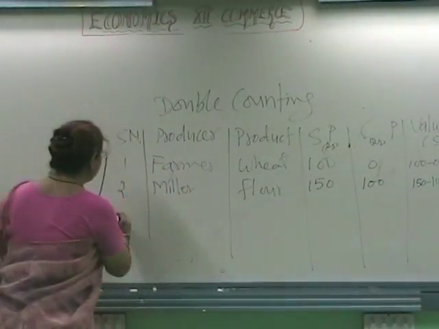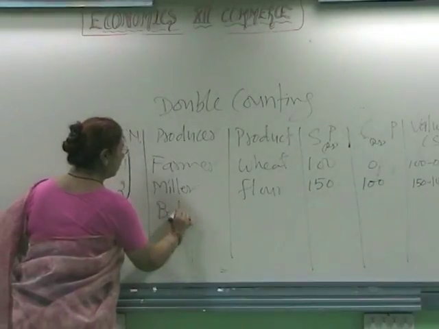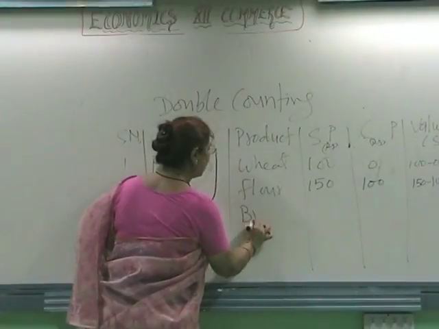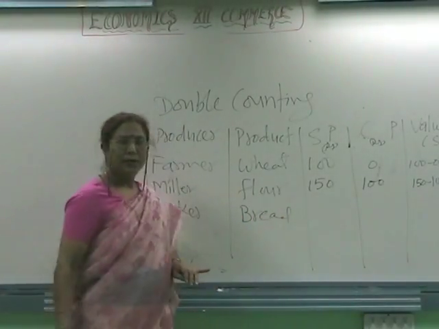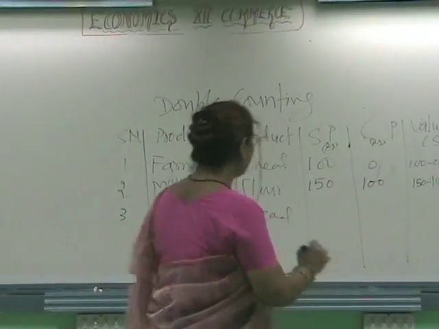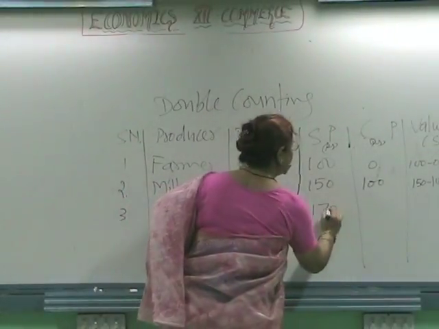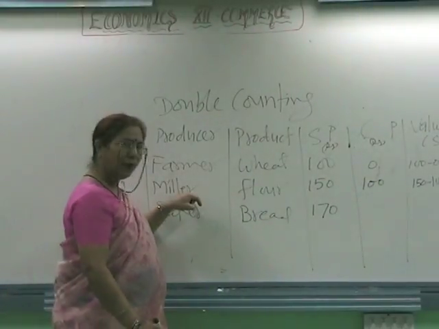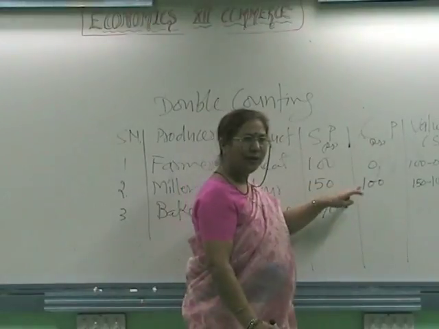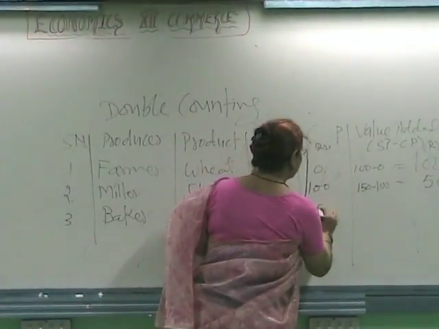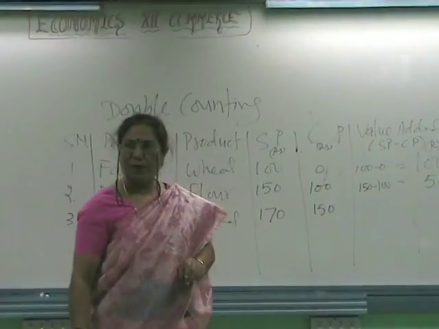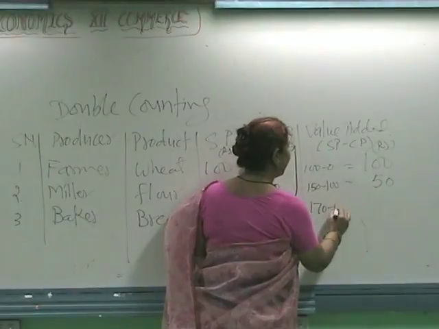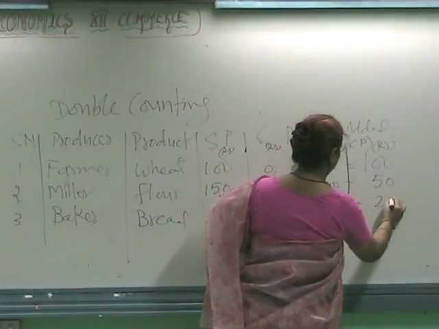Now, he sells to the baker and he makes bread. Say he sells this bread at the cost of 170. Now, what is the cost price of the baker? He is buying from the miller. At what rate is he buying? 150. So his cost price will be 150. So what is the value added by the baker? 170 minus 150 is equal to 20.